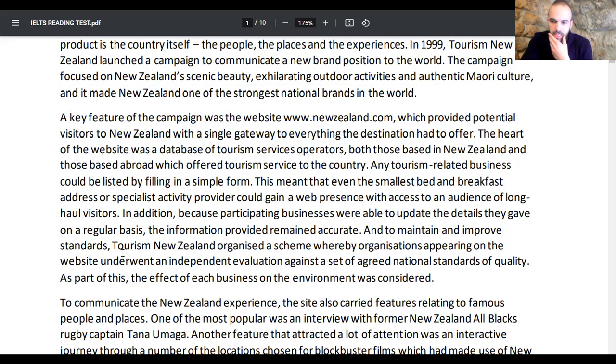It starts when it says, Tourism New Zealand organized a scheme whereby organizations appearing on the website underwent an independent evaluation against a set of agreed national standards of quality. As part of this, the effect of each... sorry, I'm giving you the explanation of number 2. I'm sorry. Let me just go back to number 1.